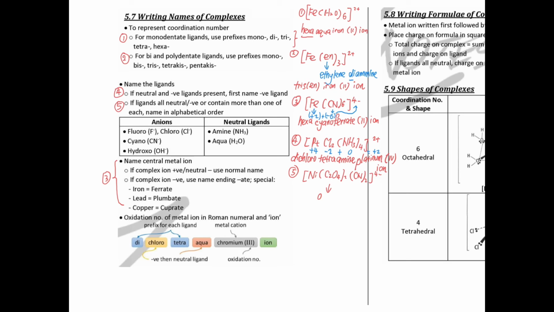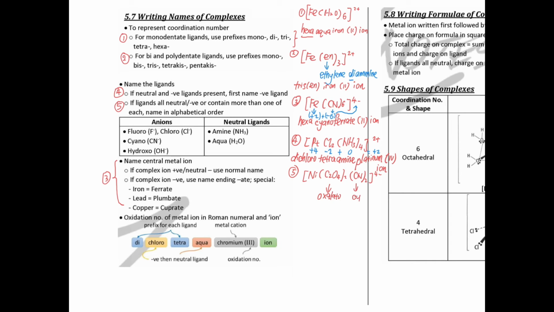This is the oxalic ion, but when you name it, we call it oxalato. Why oxalato? Because, for example, if the ligand is a negative ion, the name ends up with O: fluoride becomes fluoro, chloride becomes chloro, cyanide becomes cyano. Negative ions change their name to end with O. Hydroxide becomes hydroxo. This is oxalate ion, which becomes oxalato.